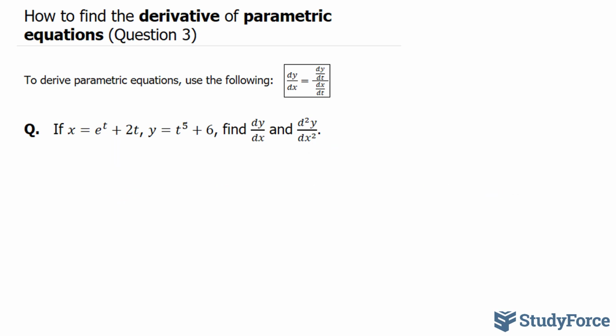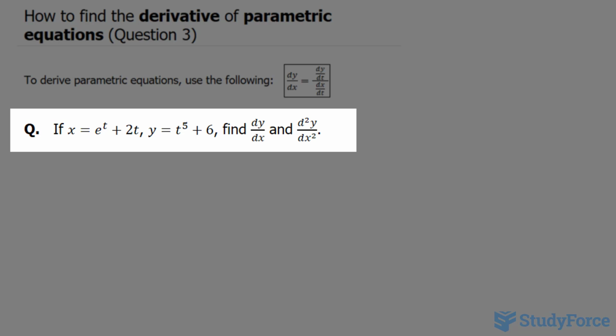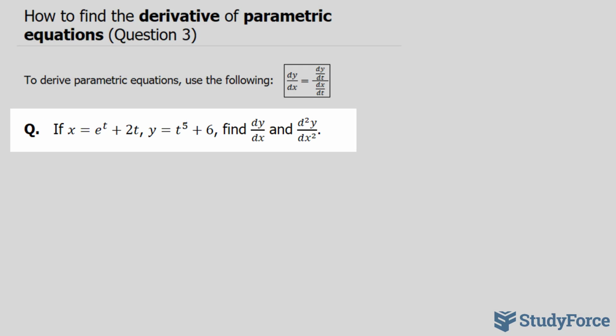In this lesson, I'll show you how to find the derivative of parametric equations. This is question number 3 in this series. The question reads, if x is equal to e to the power of t plus 2t, y is equal to t to the power of 5 plus 6, find dy over dx and find d squared y over dx squared.